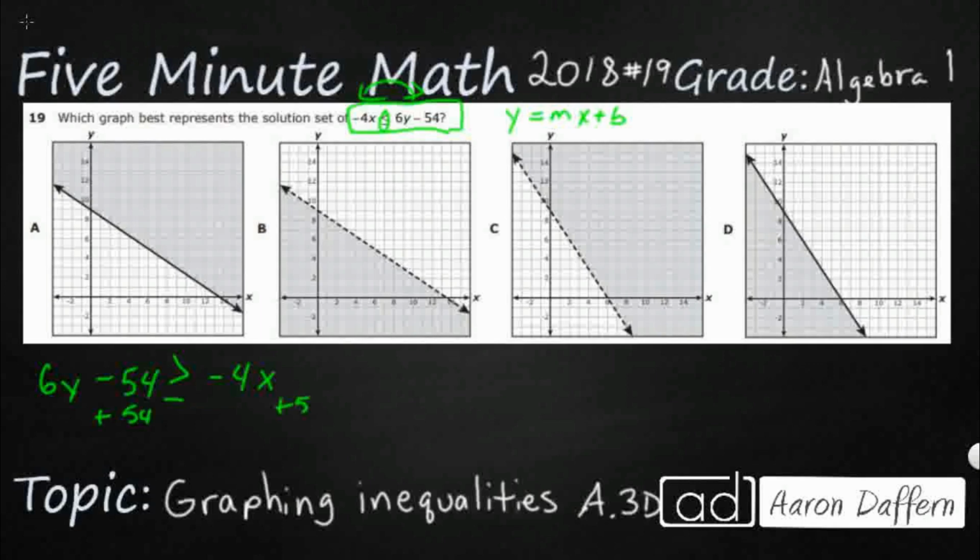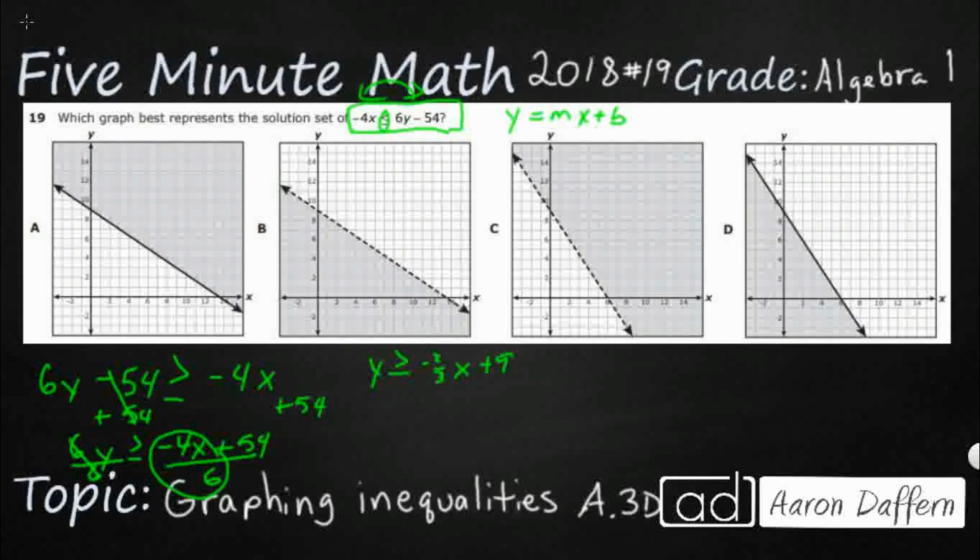It's pretty simple. All right, so we're going to get 6y greater than or equal to negative 4x plus 54. And then it's just a matter of dividing both sides by 6. So let's do that over here. So it's y greater than or equal to, because those two cancel out. We can distribute this out, so it's going to be negative 2/3 x, and then that's going to be plus 9. All right, so that's the inequality that we're looking for here.